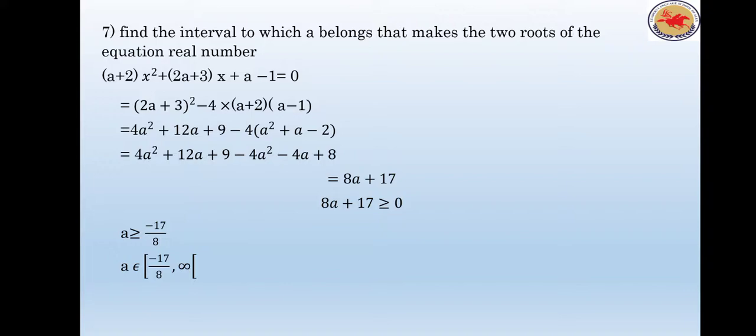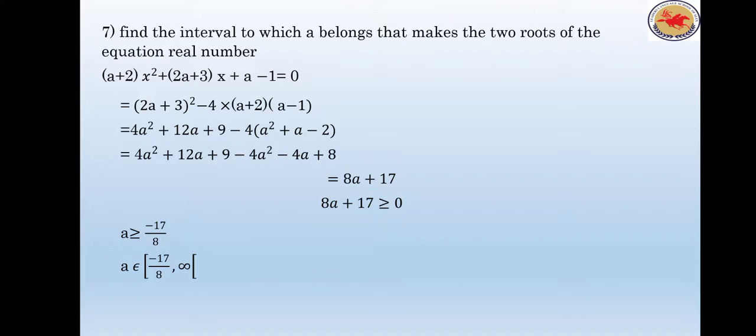Yes, and we have power 2, then 4a² + 12a + 9 − 4 bracket a² + a − 2. Then distribute. So first, 4a² + 12a + 9 − 4a² − 4a + 8. Yes, negative 4 with positive 4 cancel and so on, cancel like terms. We get here 8a + 17.